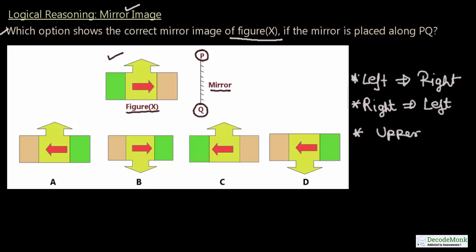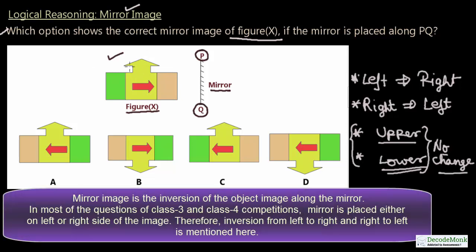The upper portion remains in the upper portion, and the lower portion of the figure remains in the lower portion. So there is no interchange. There is no change with respect to upper portion and lower portion of the figure. So let us discuss this question to make the thing clear.